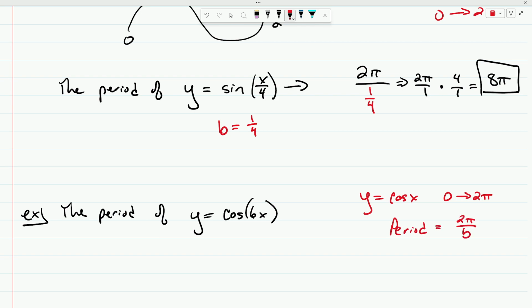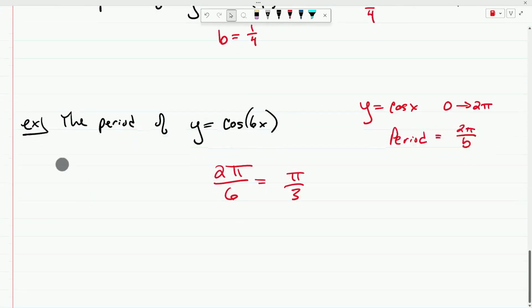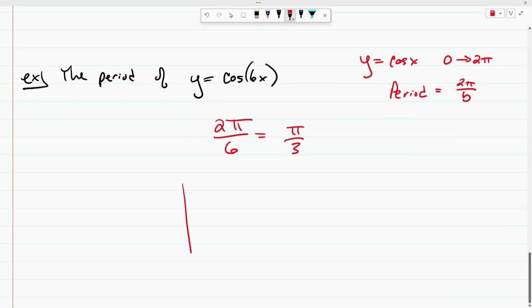So the period is equal to 2 pi over b. So in this case, I'm going to take 2 pi divided by 6, which is pi over 3, which means I'm expecting that shape to go from 0 to pi over 3. Normally, it would go from 0 to 2 pi. So let's go ahead and get Desmos out and compare them.